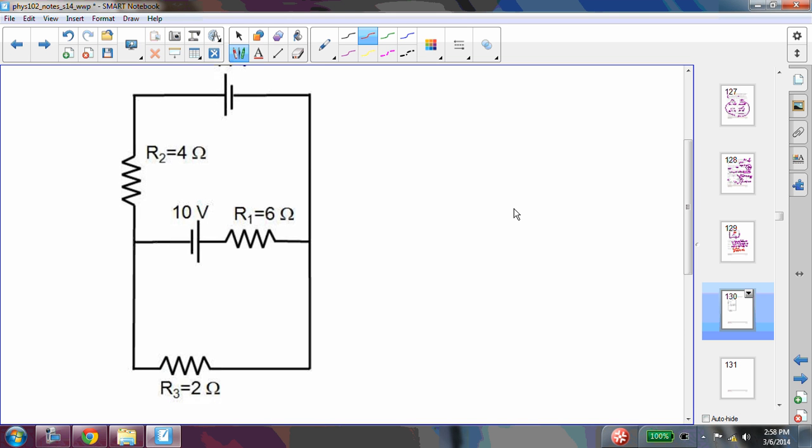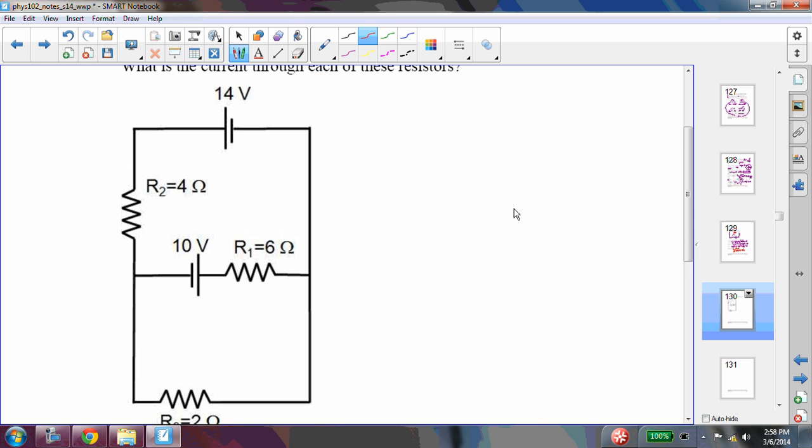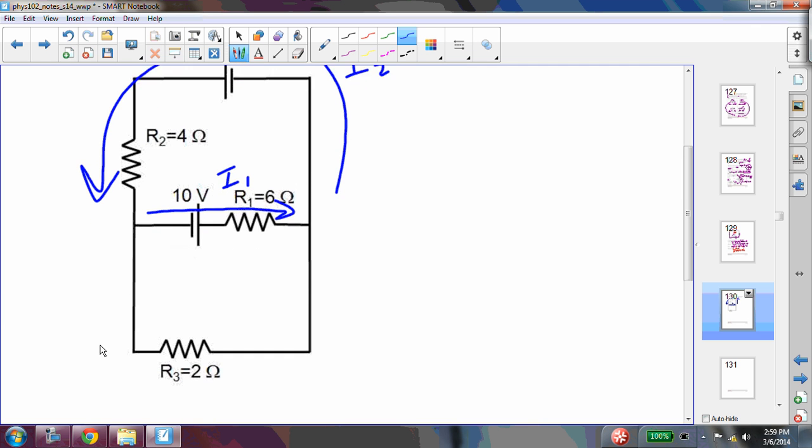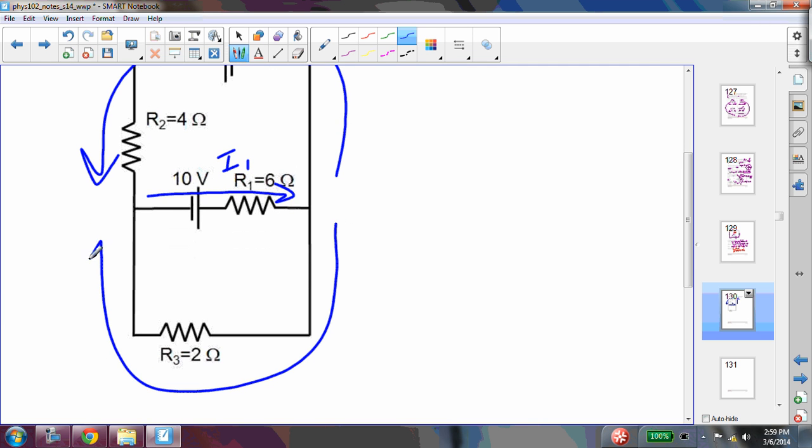First thing I want to do is just pick some directions for currents. I'll choose this to be I2 in this direction. I'll choose I1 to be in this direction, and then I'll choose I3 to be in this direction.